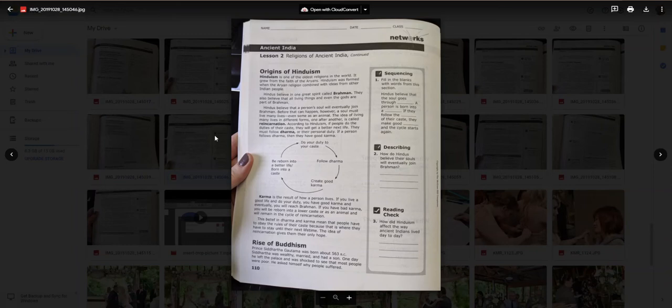Number one says, fill in the blank with the words from the section. Hindus believe that the soul goes through blank. A person is born into blank. And if they follow the blank of their caste, they make good blank. Then the cycle starts again.